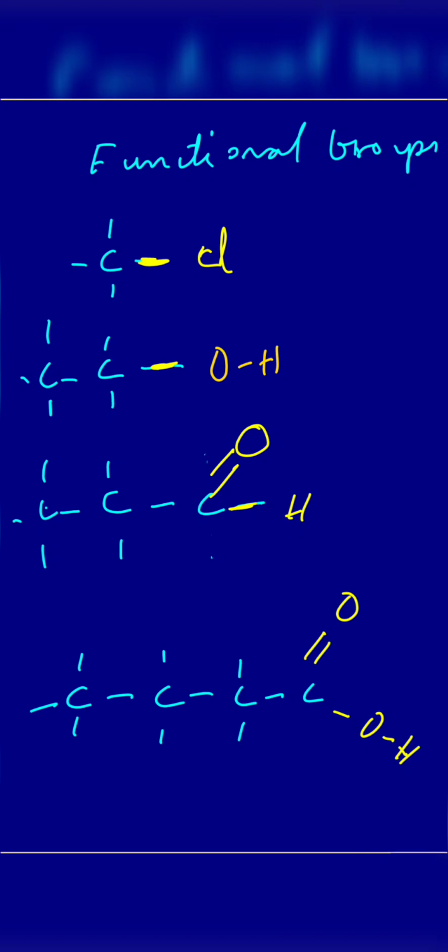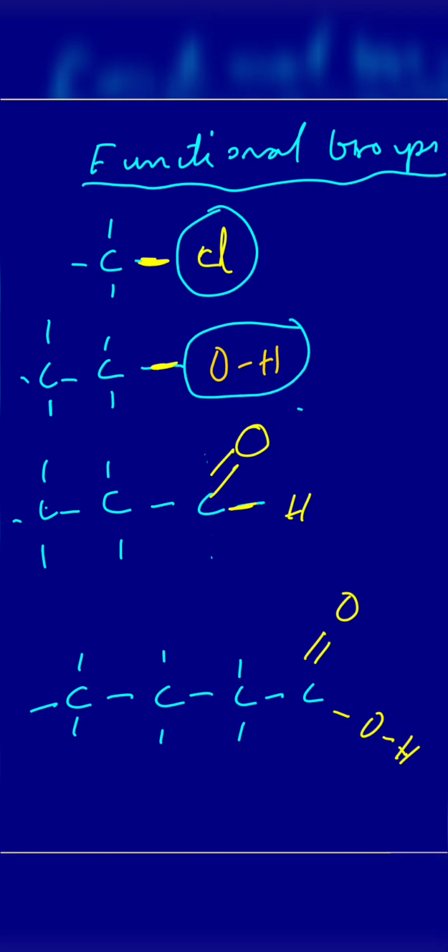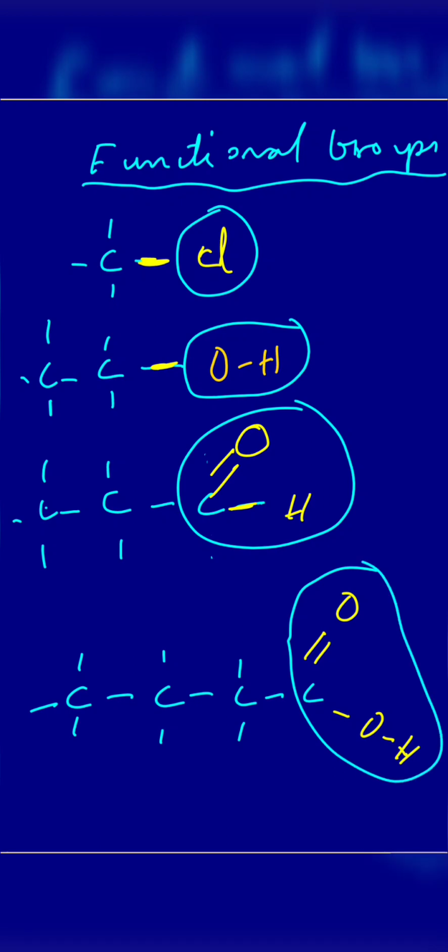Now, before I start with the nomenclature or naming, I need to explain this also, that is functional groups. What is functional group? The functional group is defined as an atom. You can see here this one, as an atom. Or group of atoms. You can see the group here. You can see the group here. And you can see the group here. Or a group of atoms.